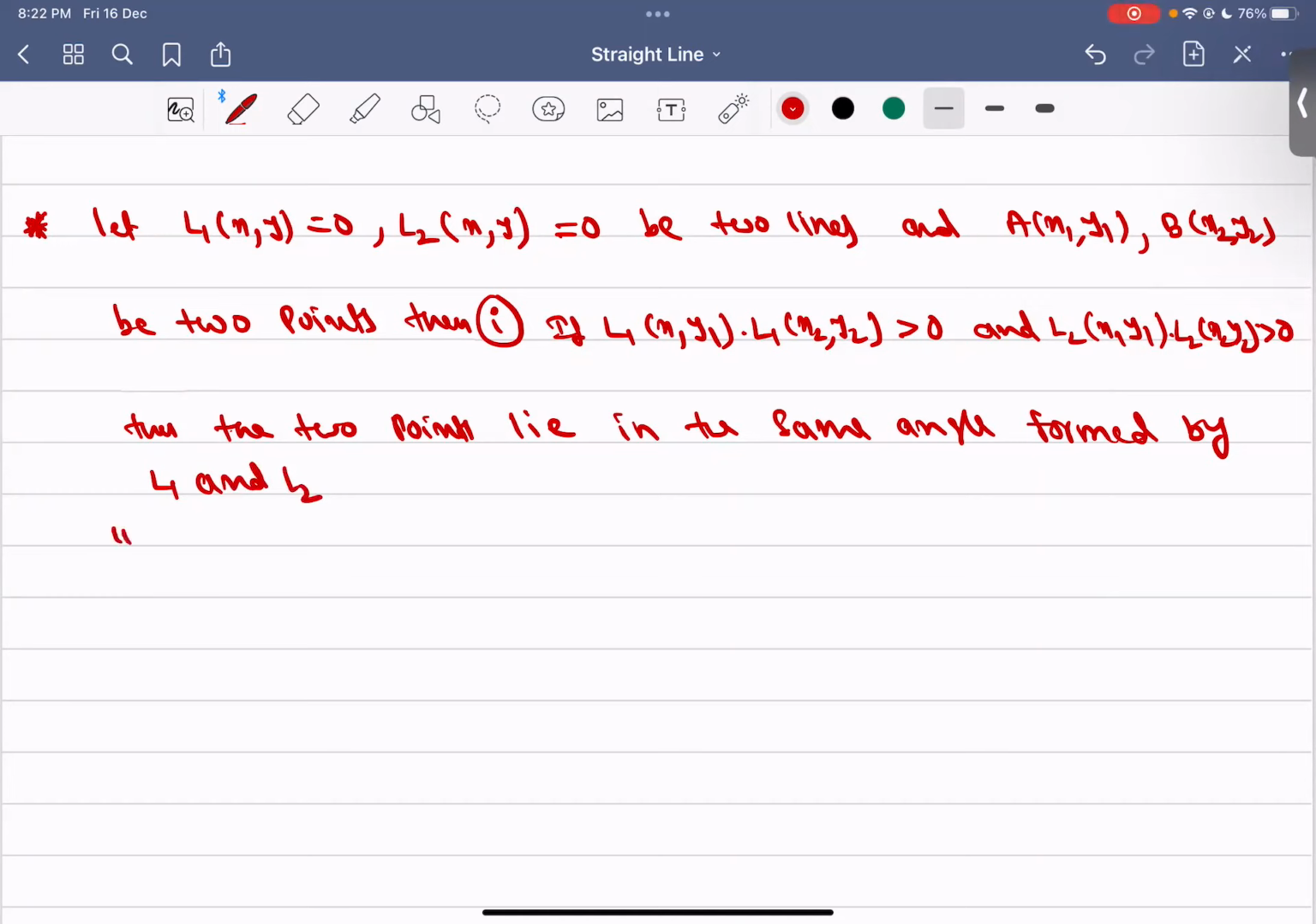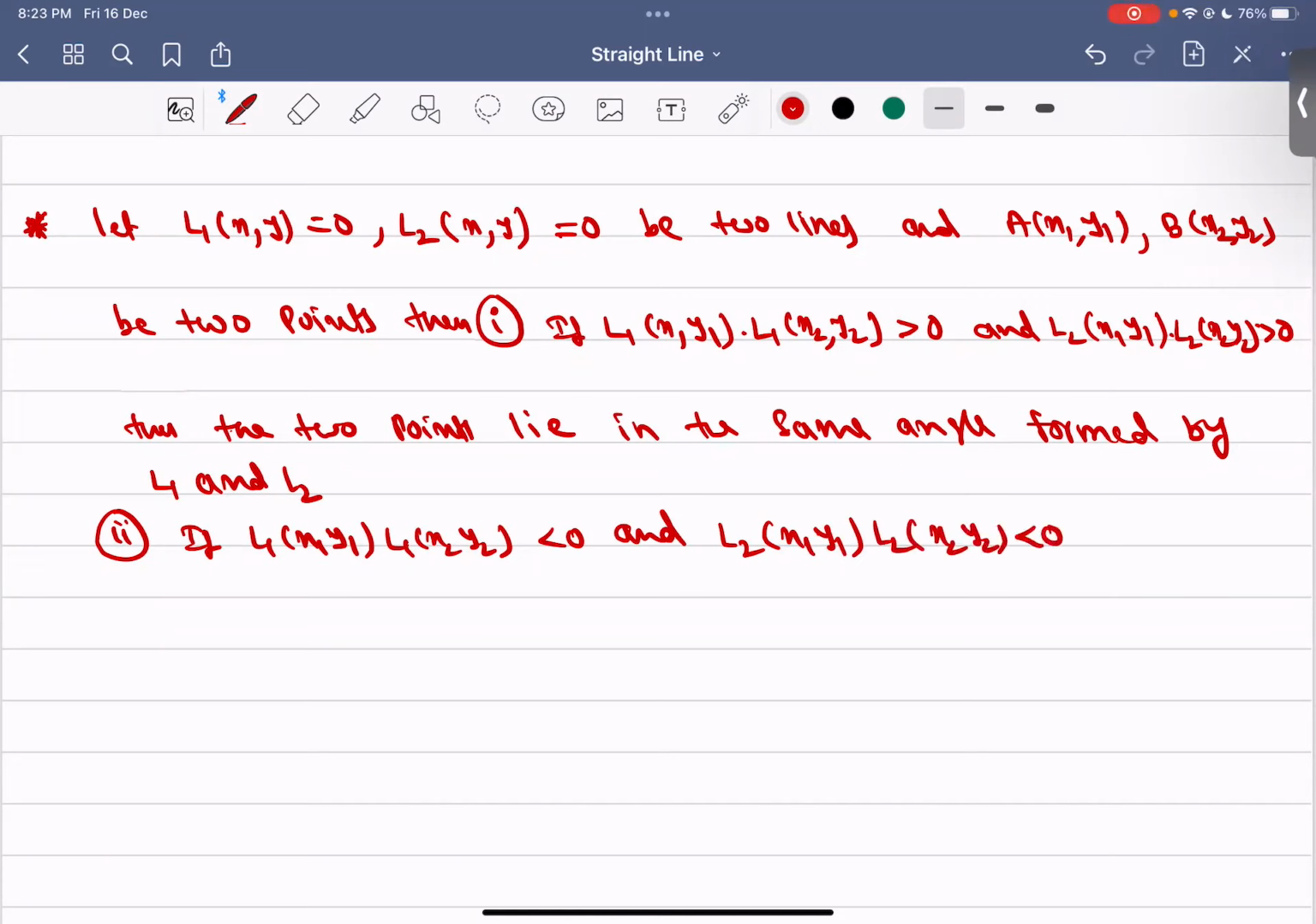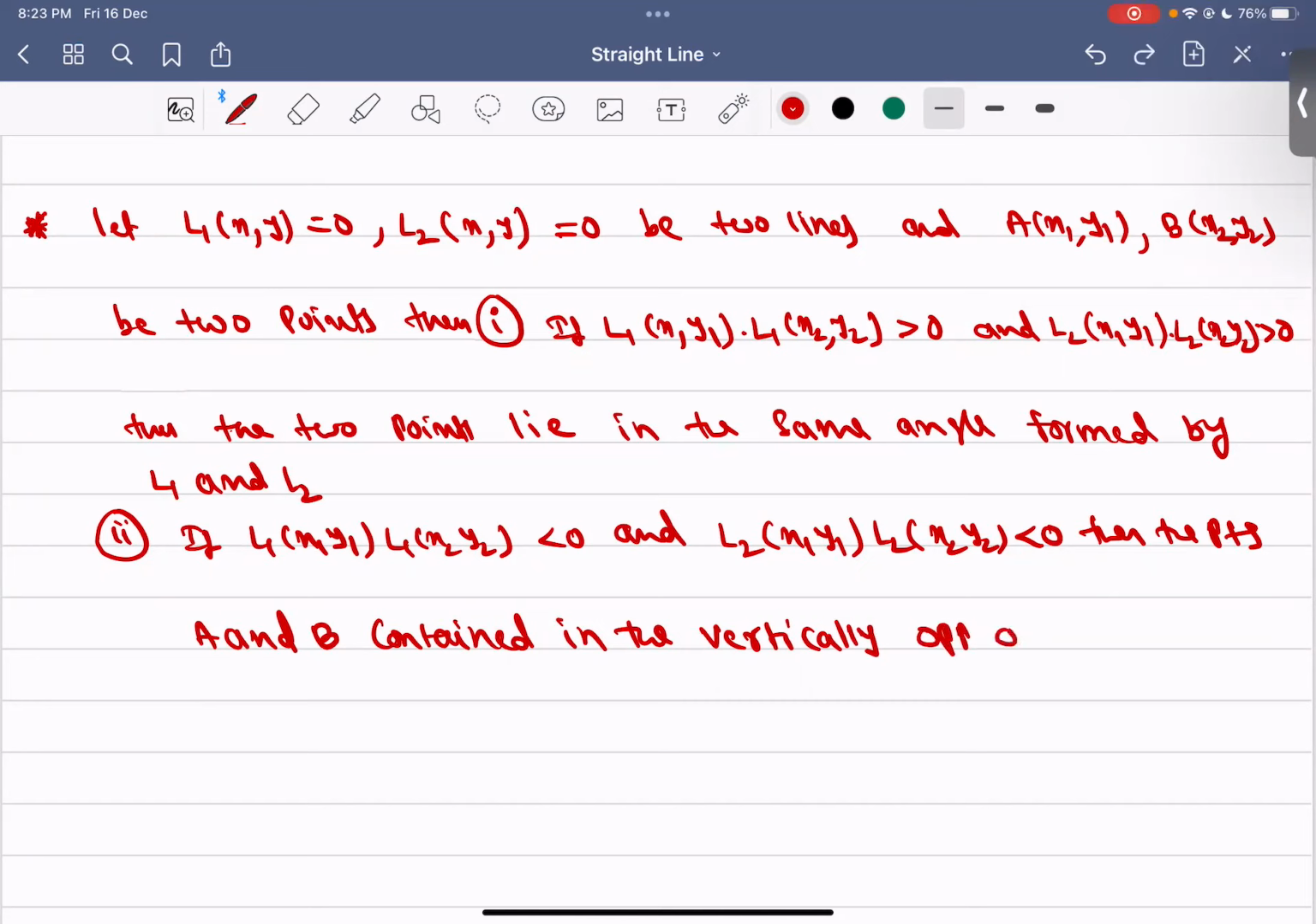Next, second one is: if L1 of x1 y1 into L1 of x2 y2 is less than 0, and L2 of x1 y1 into L2 of x2 y2 is less than 0, both are less than 0, then the points A and B are contained in the vertically opposite angles. This is the second one.